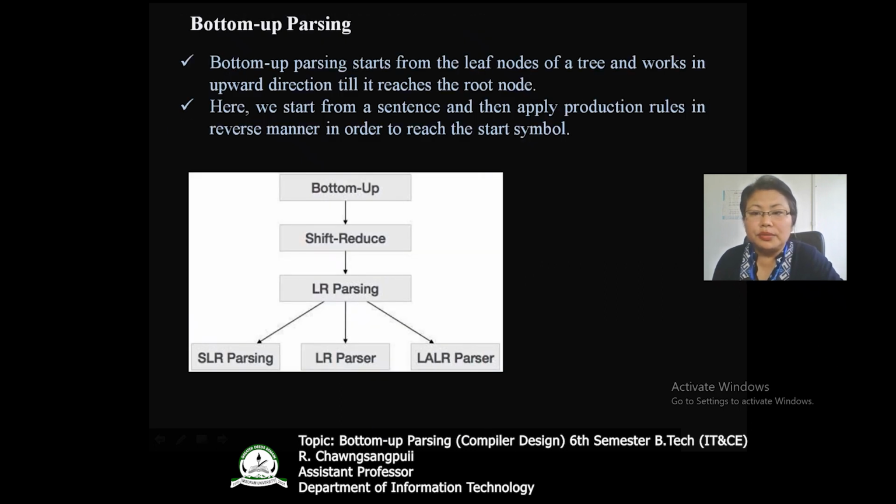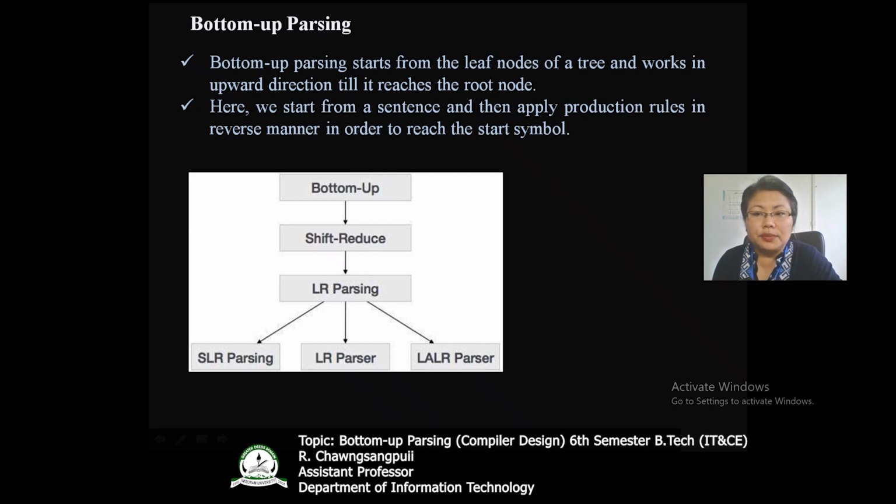Now bottom-up parsing starts from the leaf nodes of a tree and works in upward direction till it reaches the root node. As I have mentioned earlier, you can imagine an inverted tree, the leaves at the bottom and the root at the top. So you start from the leaf nodes and work upward till you reach the root node. Here we start from a sentence and then apply the production rules in a reverse manner in order to reach the start symbol.